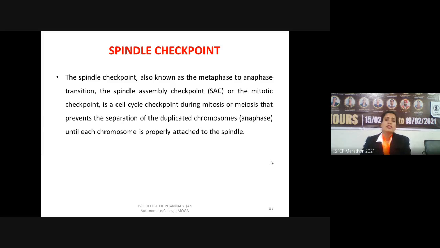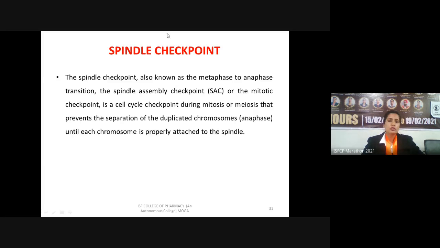Next we have the spindle checkpoint. So what is a spindle checkpoint? This checkpoint is also known as the metaphase to anaphase transition. What is the metaphase to anaphase transition? In the M phase of the division, the cell moves from metaphase, in which the chromatids align in the center, to anaphase, in which these are pulled apart from one another.